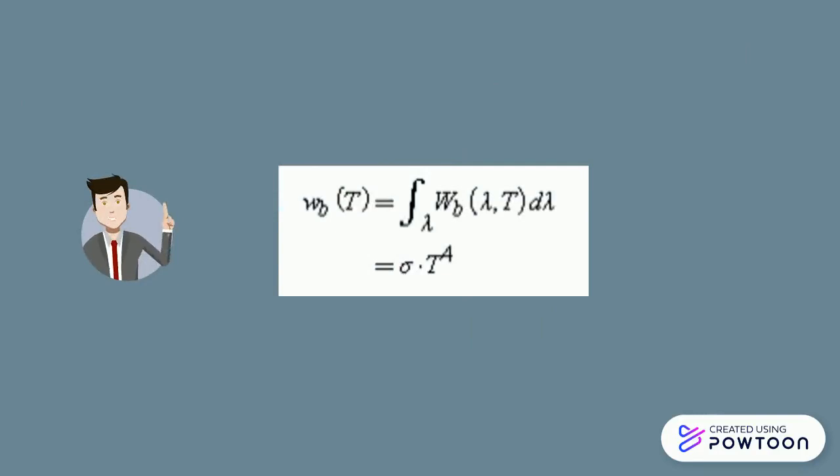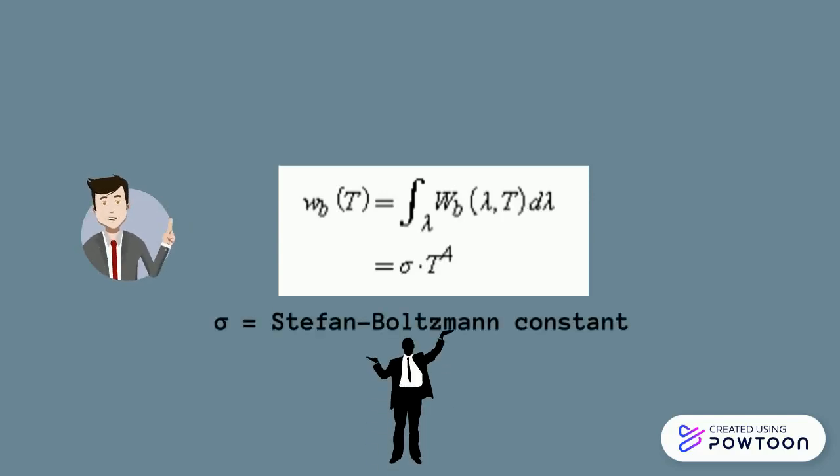Looking at the equation, we can see the final formula, which is sigma times temperature raised to the power of 4, where sigma is the Stefan-Boltzmann constant, which is 5.6697 times 10 raised to the negative 8 watts per meter squared Kelvin to the fourth. We have to take note that T is an absolute temperature in Kelvin.